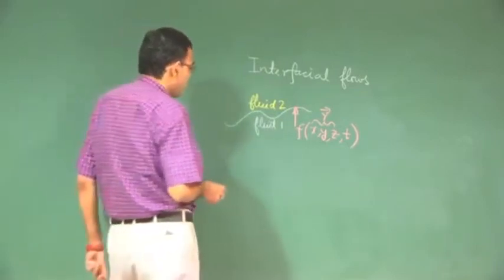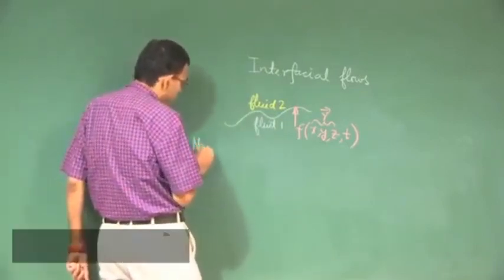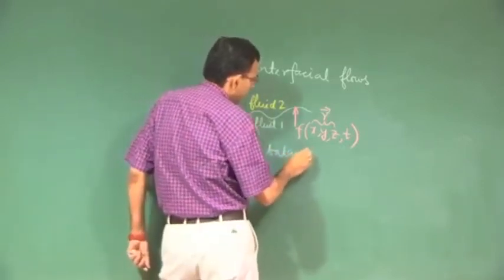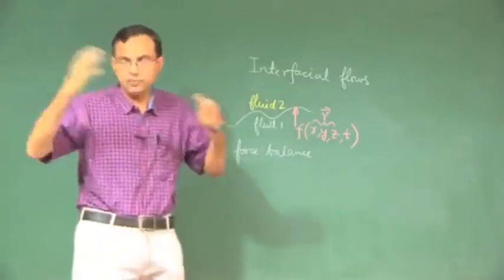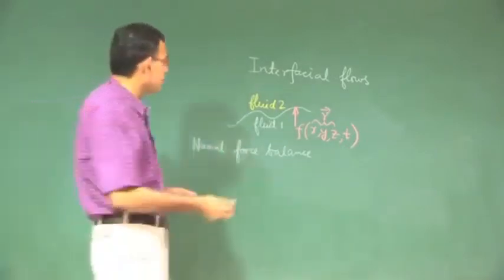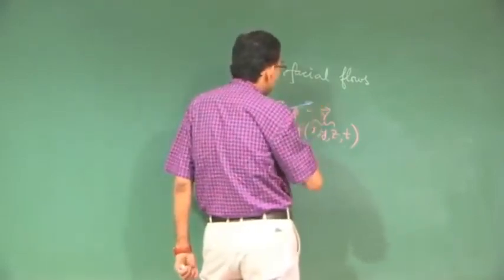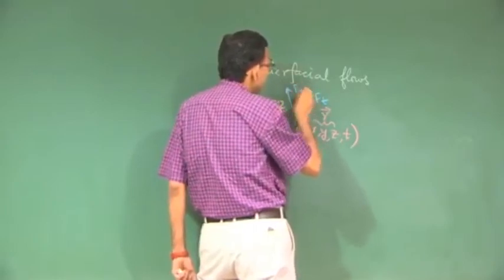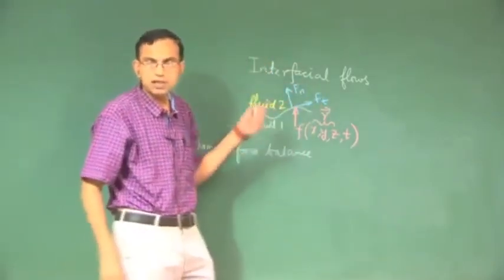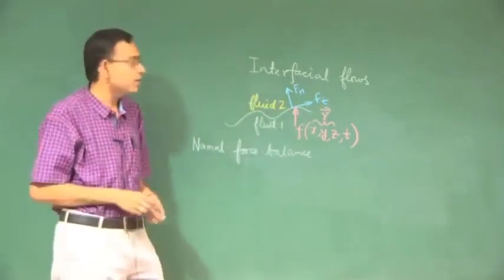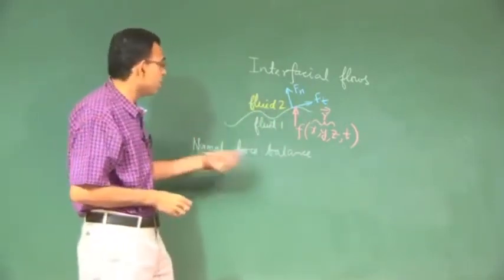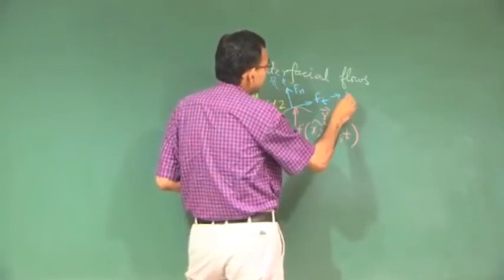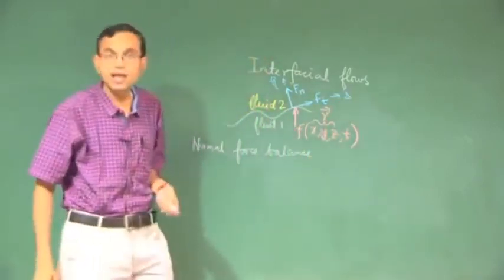So, first of all we will consider a normal force balance. Because the interface is of any arbitrary shape, you can write a tangential force and a normal force, and the resultant force is the vector sum of the tangential and the normal component. Normal force balance means we are considering this eta direction, and tangential force balance means we are considering the s direction.